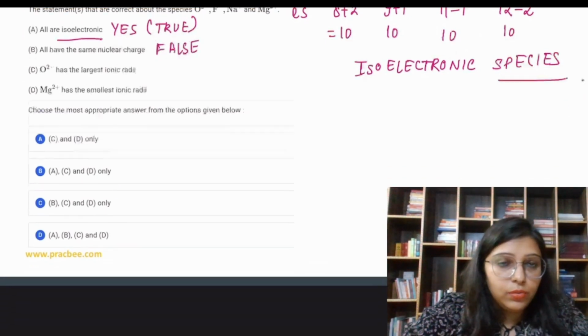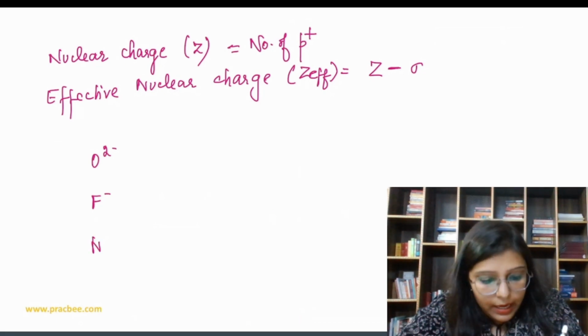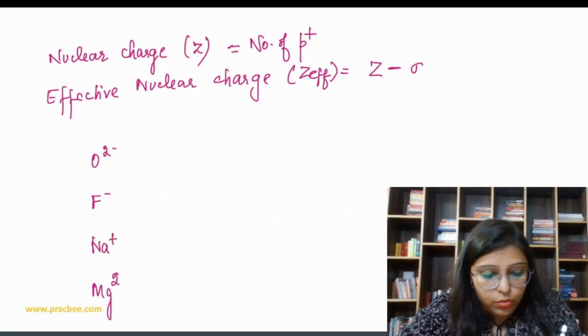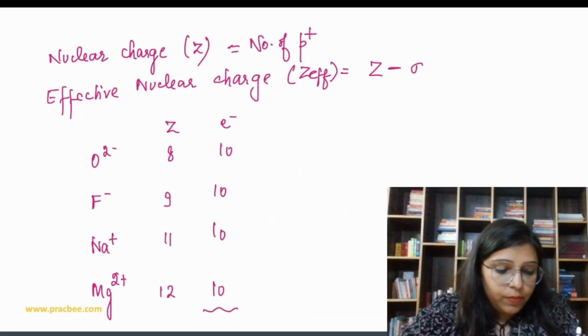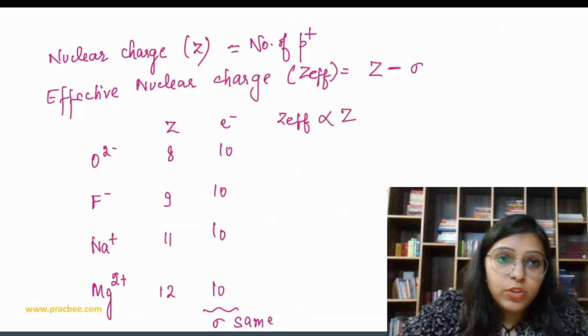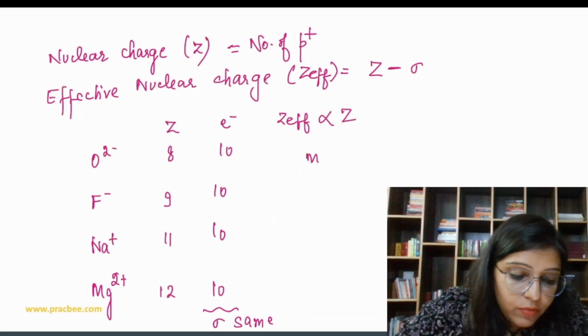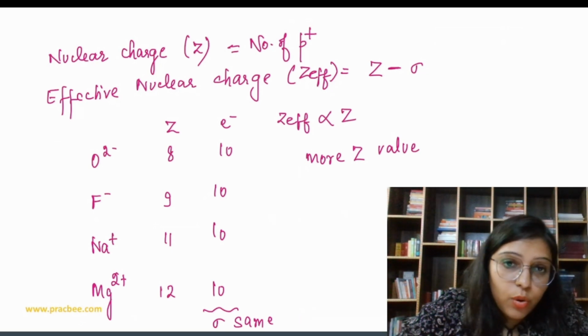So see how to do this question. We have O2 minus, F minus, Na plus and Mg2 plus. See Z: 8, 9, 11, 12. Electrons: 10, 10, 10, 10. If electrons are the same, then we can say sigma is the same. So it means Z effective is entirely dependent on Z. So the one which has more Z value has more Z effective.